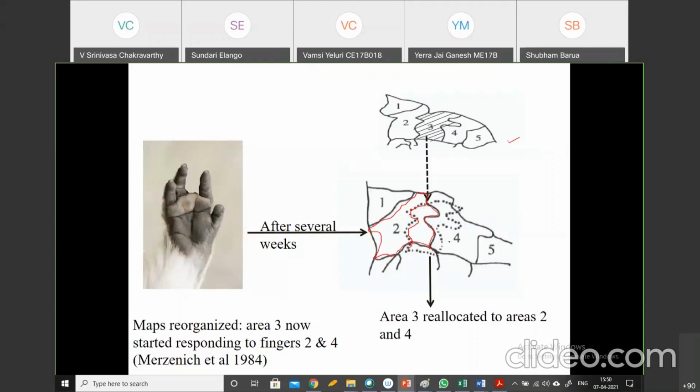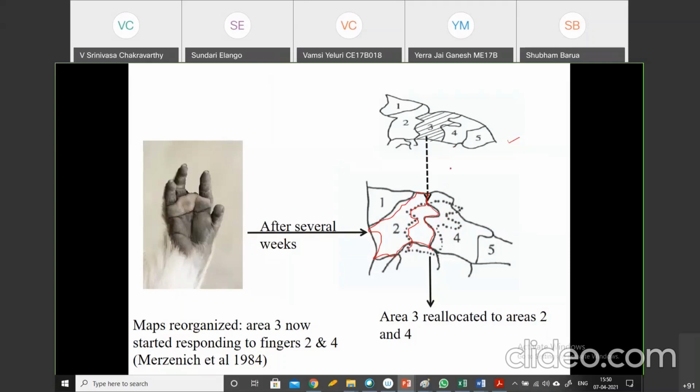Similarly, area 3 was originally not responding to anything right after the amputation. But now there is no such thing as area 3 because the finger corresponding to area 3 is gone. Now, similarly, area 4 was originally like this. After some delay, after a few weeks, area 4 expanded and encroached into the original area 3 and expanded all the way to the new area 2.